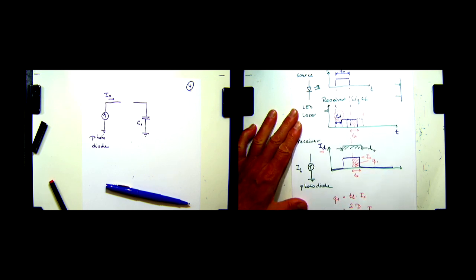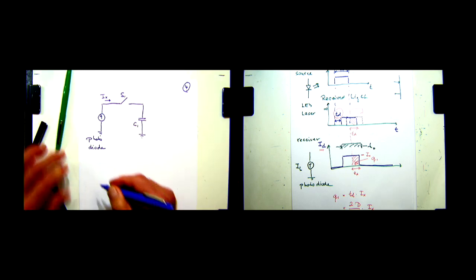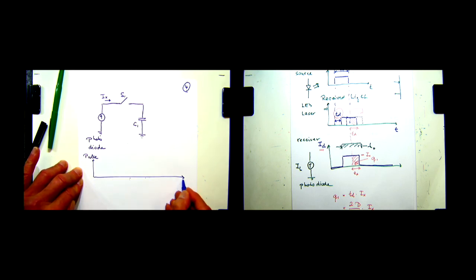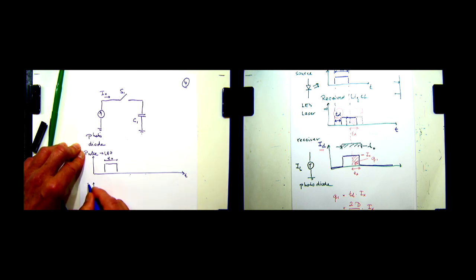So how could we arrange it so that we're just going to measure the red hashed area? Exactly. We're going to use a switch here, S1. And for that switch we have the pulse that we applied to our LED or laser. It looks like this, and it has a duration T0. Then we generate another pulse that we apply to switch S1. That pulse is the same length, but it's precisely shifted by T0, and this aligns.